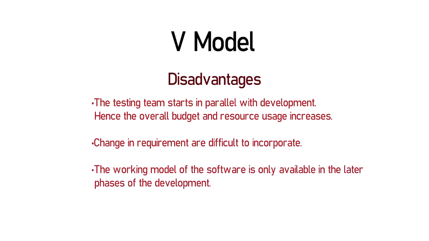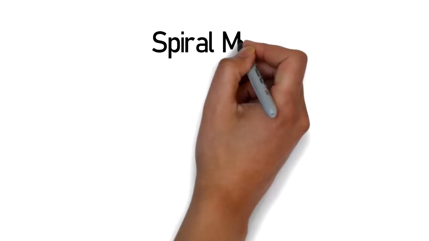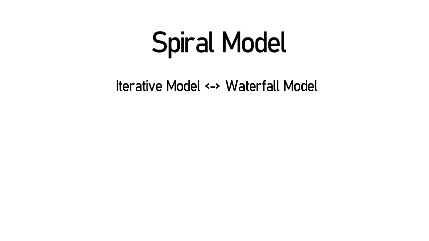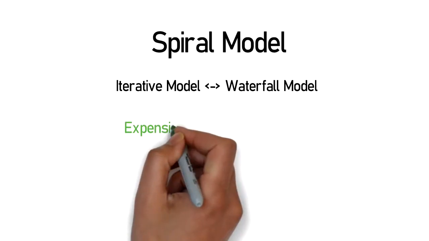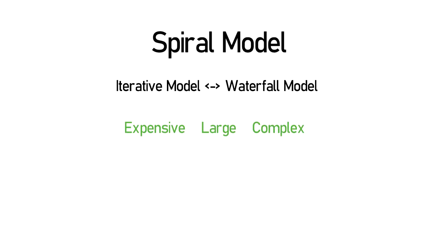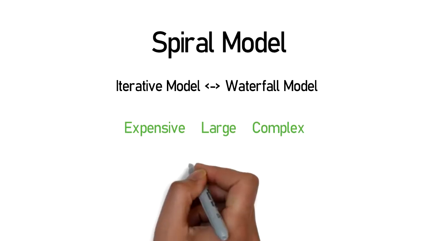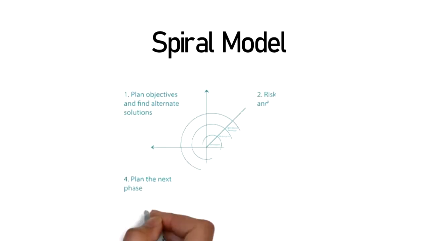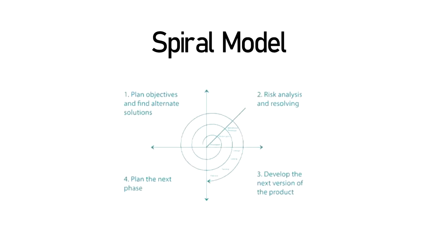Let's talk about the spiral model now. Spiral model combines elements of an iterative model with a waterfall model. It is advisable to use this for expensive, large, and complex projects. The most important feature of this model is once the project starts, it has the ability to manage unknown risk. It has 4 stages: planning of objectives, risk analysis, engineering, and finally review. Each project passes through all these stages repeatedly.